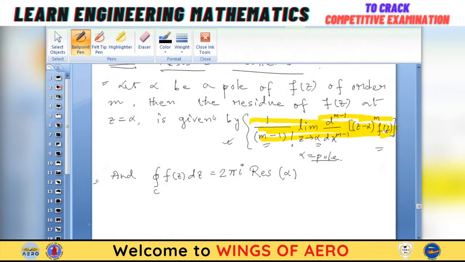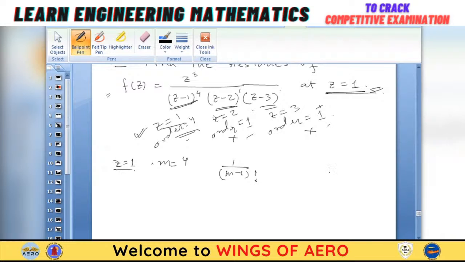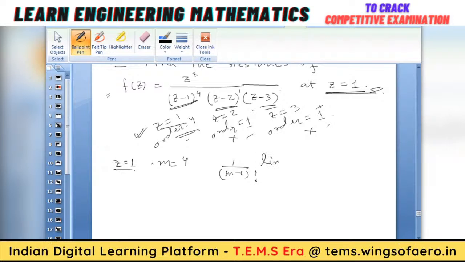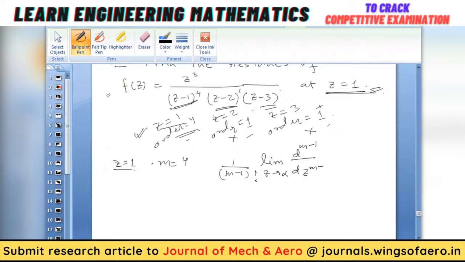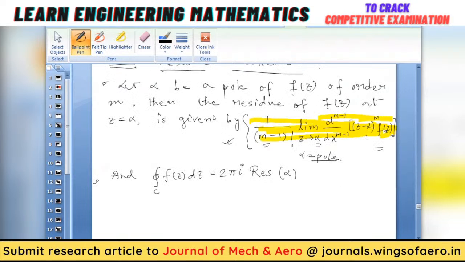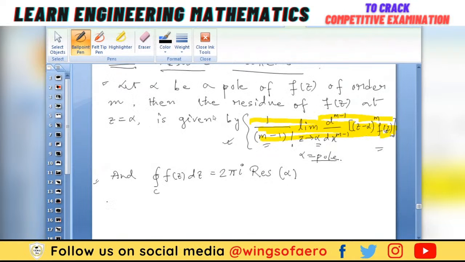Limit z tends to alpha, d to the m minus 1 by dz to the m minus 1, of z minus alpha whole to the power m f(z).